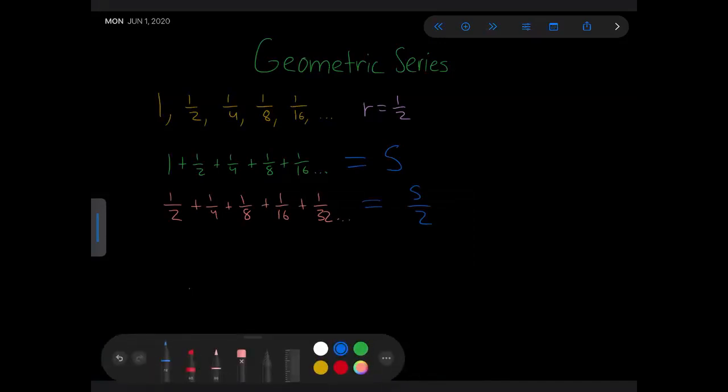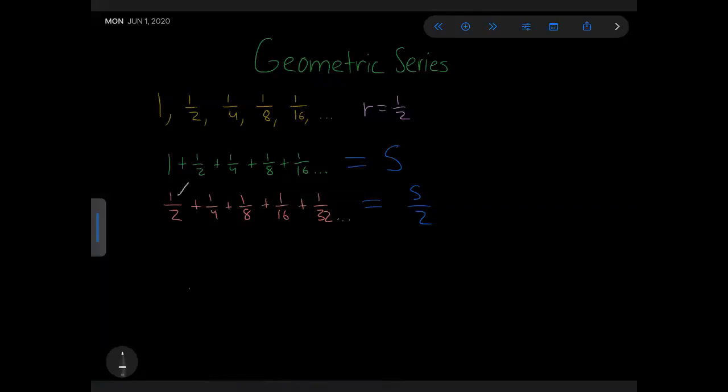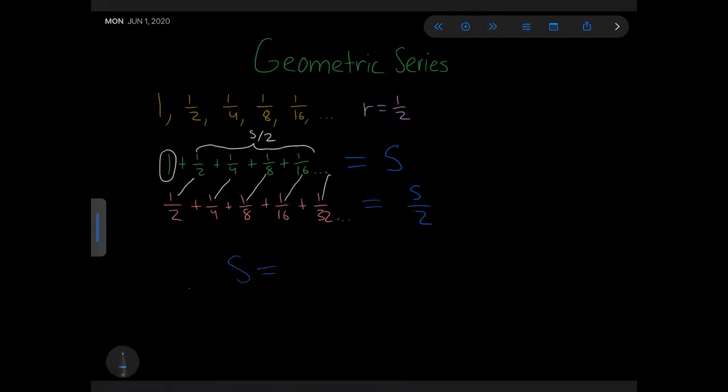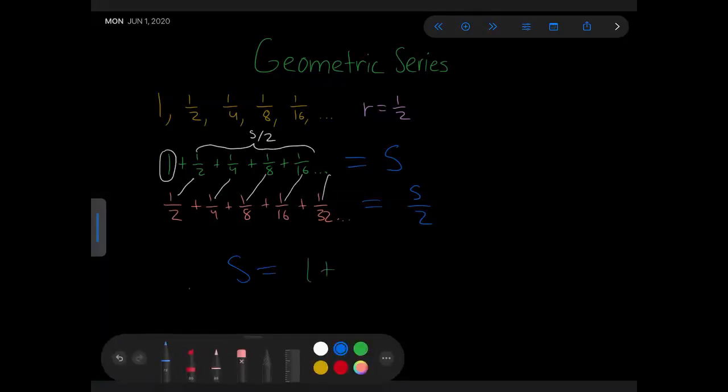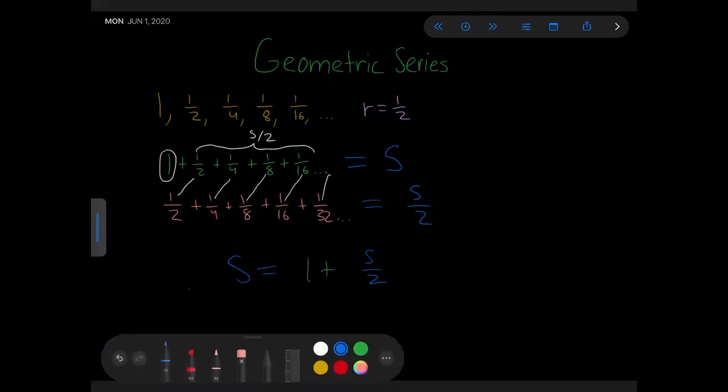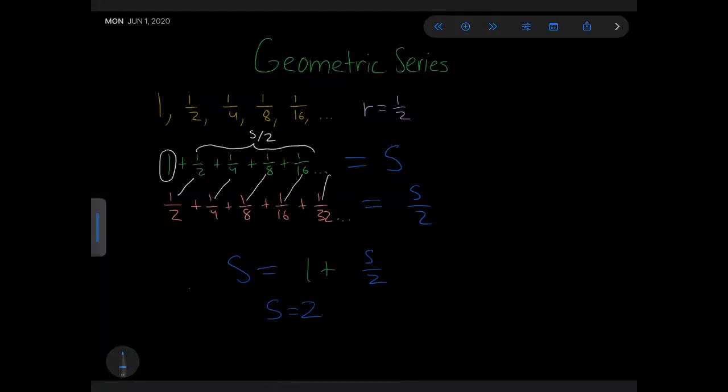Look how many like terms we have. This matches up, this matches up, this matches up, this matches up. There's a 1/32 here. Everything matches up except for this one. What does that mean? It means that this entire thing is equal to s over 2. So we get s is equal to 1 plus s over 2. Remember, s is what we want to find. So if you solve this, we just get that s equals 2. Very nice.